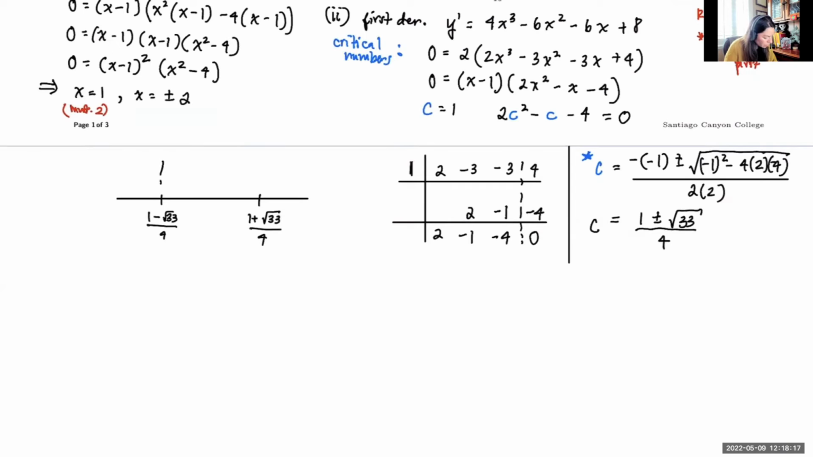Now, what you could do again is put it in the calculator and get decimal approximations, and then you can determine your test values. I'm going to go ahead and choose, I know one is negative and one is positive, so I'm just going to choose, oh, and then 1, I need to put 1 on there, sorry. 1 is in the middle. There we go.